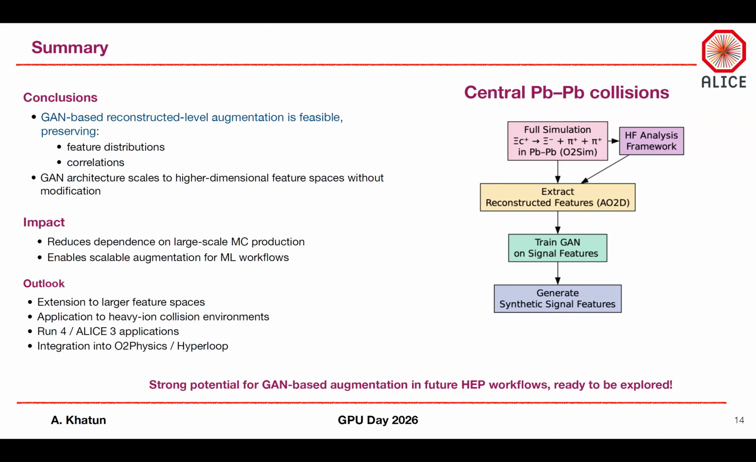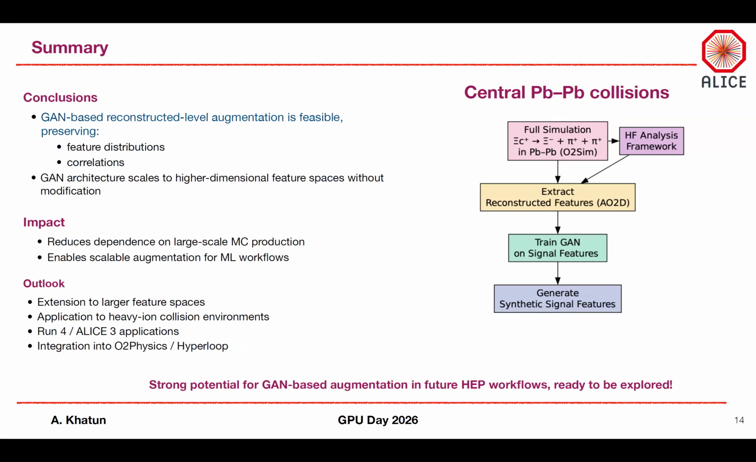To conclude, this GAN-based reconstruction augmentation is feasible, and it preserves the feature distribution and correlation, and also the GAN architecture scales to higher dimensional features without much modification. This also has an impact on reducing the dependence on large Monte Carlo productions, which also carry a large computational cost. And it also enables augmentation for machine learning workflows, which need large samples for training and testing.